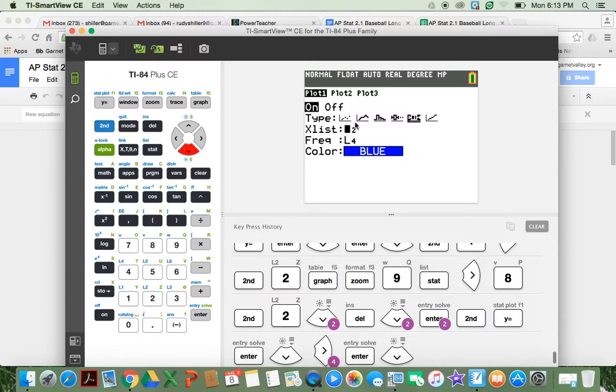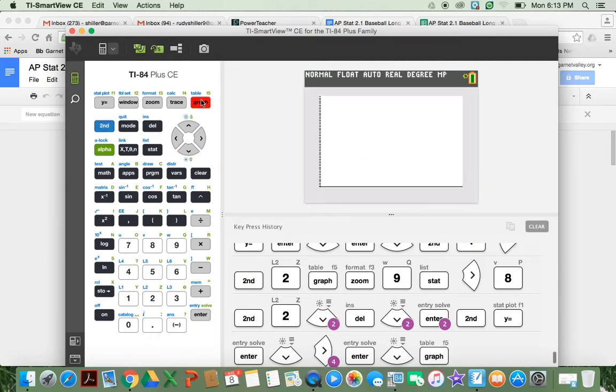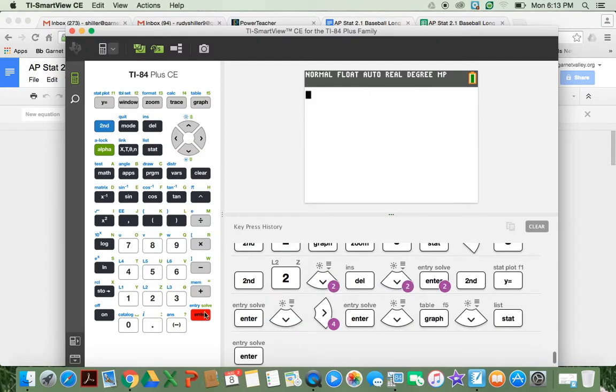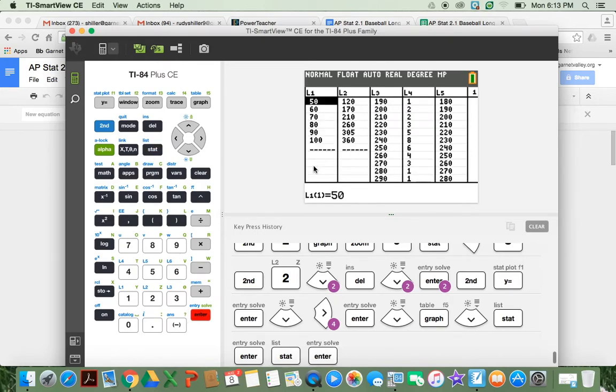And I am going to look at, I have L2, L4 graph. Whoop, that's not it. Let's go back in, stat, enter. Let's look at my data. Which graphs am I looking for? I'm looking for L3 and L4, that is what I want to graph.